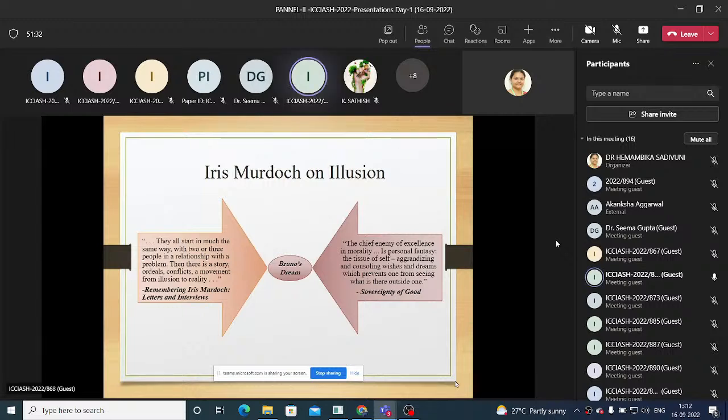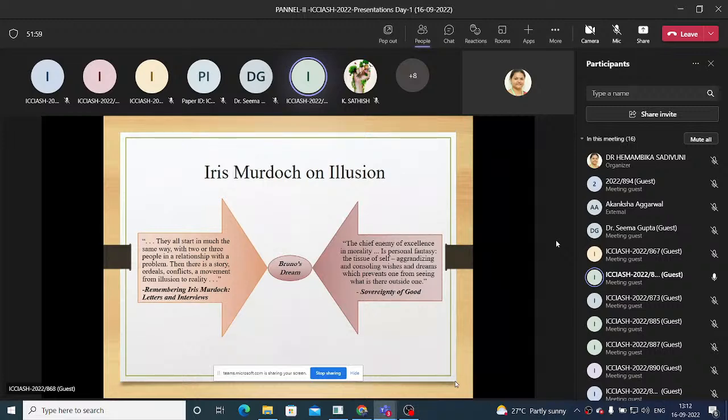So now coming to the concept of illusion, that is the topic for today. In her interview with Jeffrey Meyers, she says that most of her novels start in much the same way, with 2 or 3 people in a relationship with a problem. Then there is a story, ordeals, conflicts, and a movement from illusion to reality. So if you see, most of her novels deal with moving from what we call illusion or Maya towards understanding, and that is the reality.